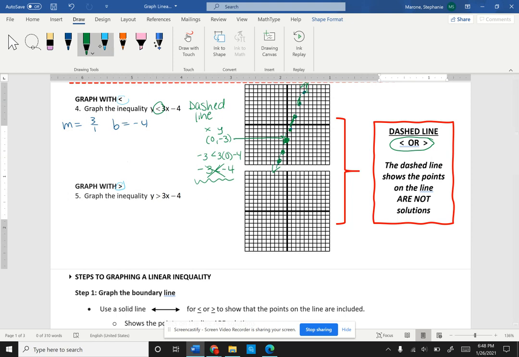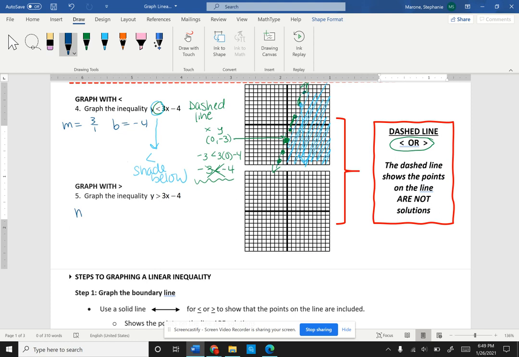Now again, we need to know how to shade. We can either pick a point 0, 0 and see if it's true, or since this is less than, we shade below. So since it's less than, we shade below the line. We go to any point on this line and shade below it. You don't have to stay in the lines. You don't have to make it perfect. Just let me see that you know how to shade it.